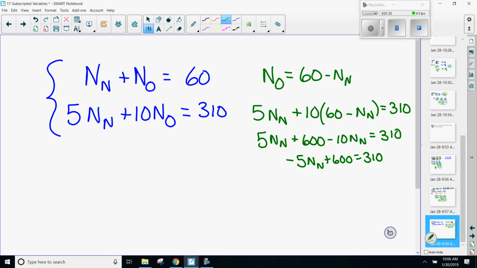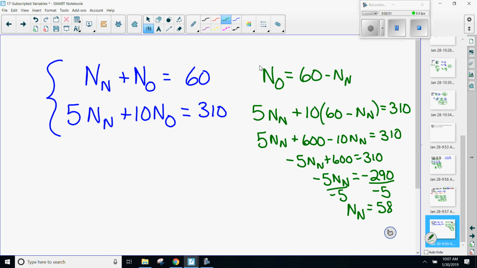You would subtract 600. I think that's going to leave you with negative 290. And then you would divide by negative 5. So N sub N would be equal to, I think, 58, if my calculations serve me correctly.